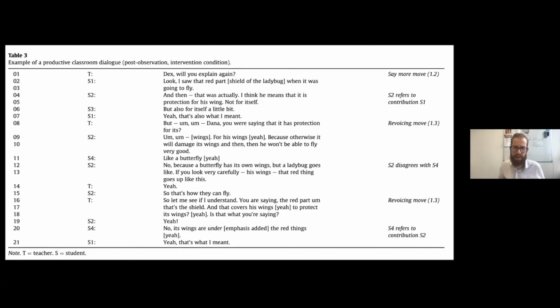So in the bottom line of the transcript, they're really trying to understand what the other student was saying. I think this is really wonderful. This is what can happen if you make classroom interaction more dialogic.